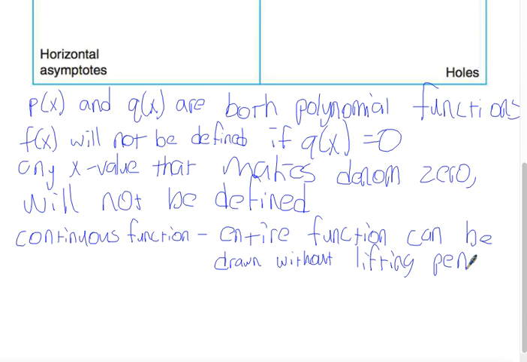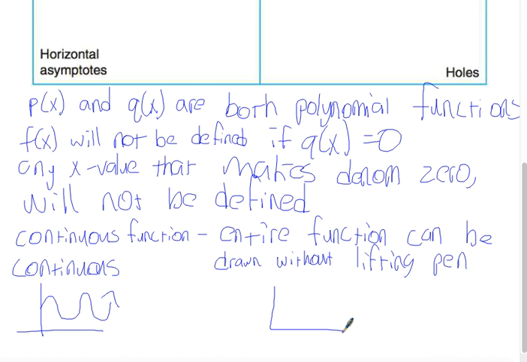For example, this completely made up function that I'm about to draw is continuous because I drew the entire thing without having to pick up my pen. Whereas a function that looks like this, and this is not a function that we'll deal with in this class, has a closed circle here and an open circle here. It's one function, but it has two parts because when I get to here, it jumps down here. So this function is not continuous.